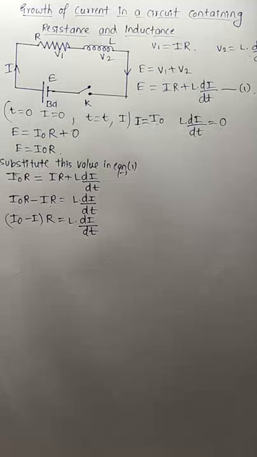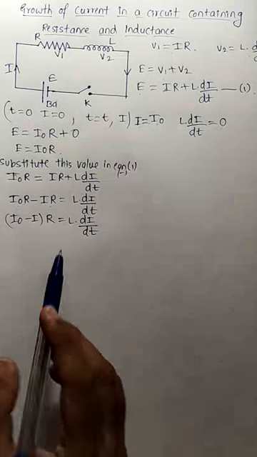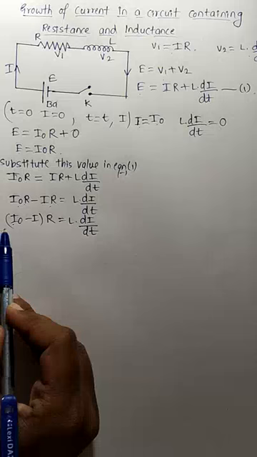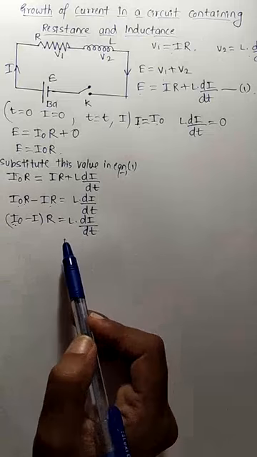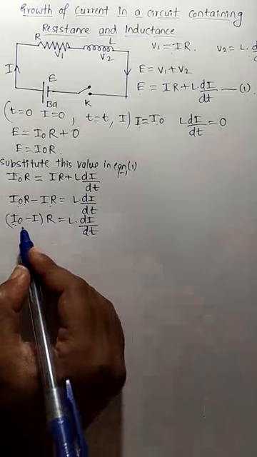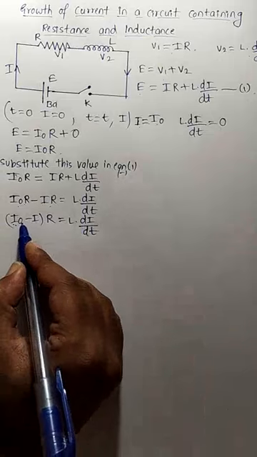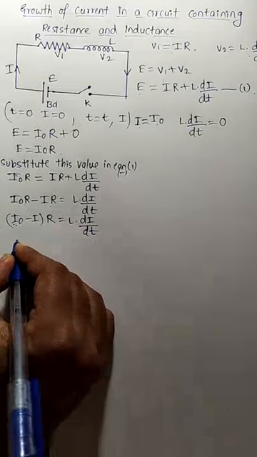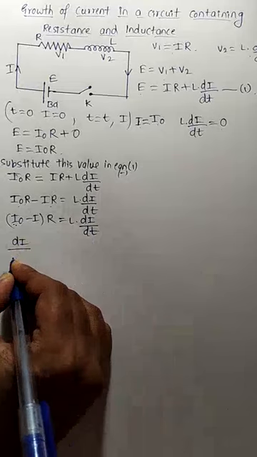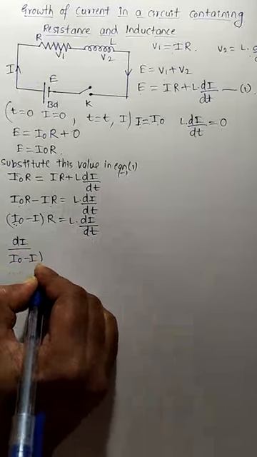Now what will I do? I will make the I terms one side and the other terms on the other side. So what are the I terms? One is I naught, the current terms I naught, I and di. So make them on one side. Transfer I naught minus I to this side. So we get di divided by I naught minus I.